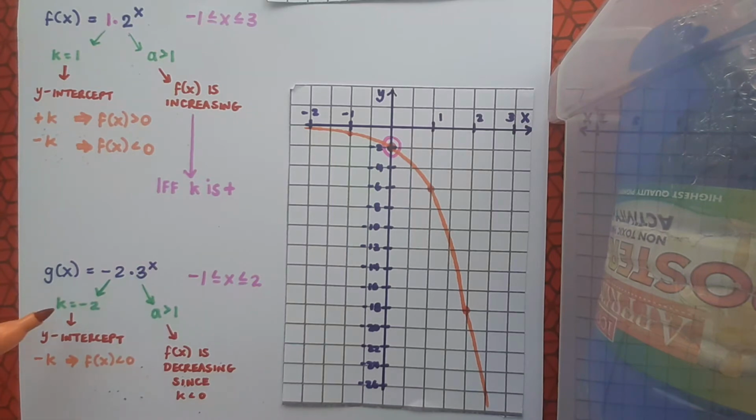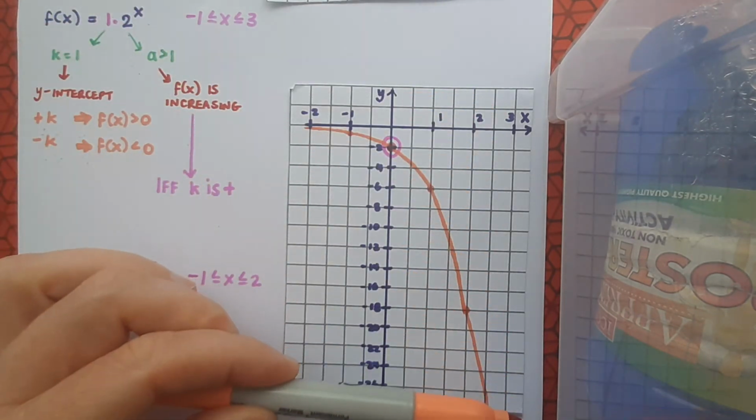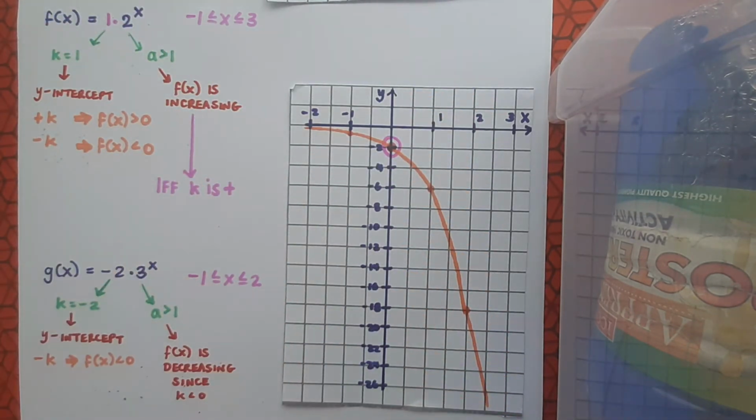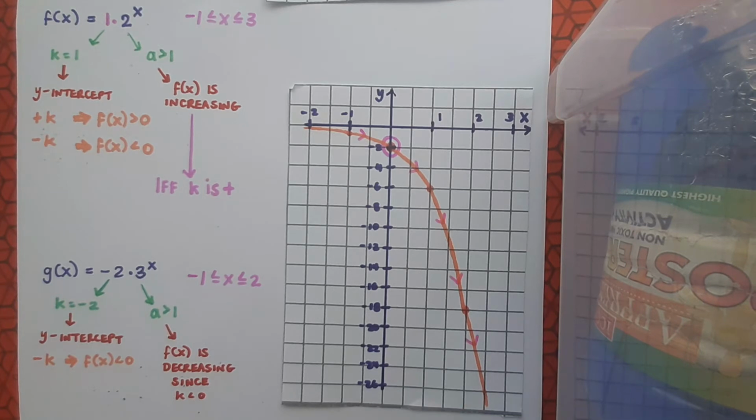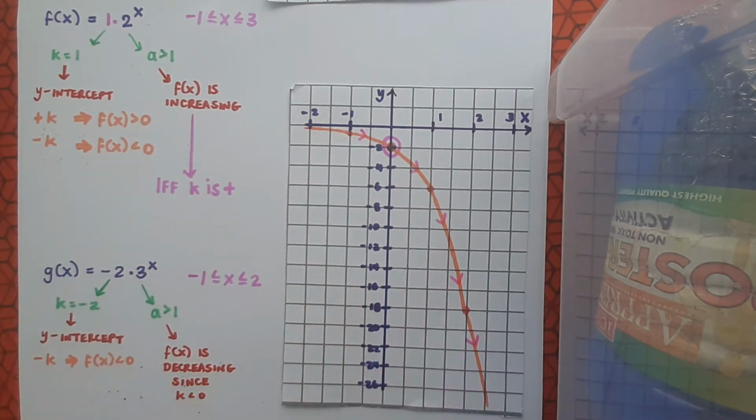We also notice that because k is a negative number, we expected our function to be negative, and we can see that in fact it is below the x-axis at all points. We also noted that a was greater than 1. So we said that in the default setting, if we had a positive k, we'd expect our function to be increasing, but the k being negative has a knock-on impact. So we see that f of x is decreasing because that k is less than 0 as well. And you can see when you look at the graph that it is in fact sloping down at all points.